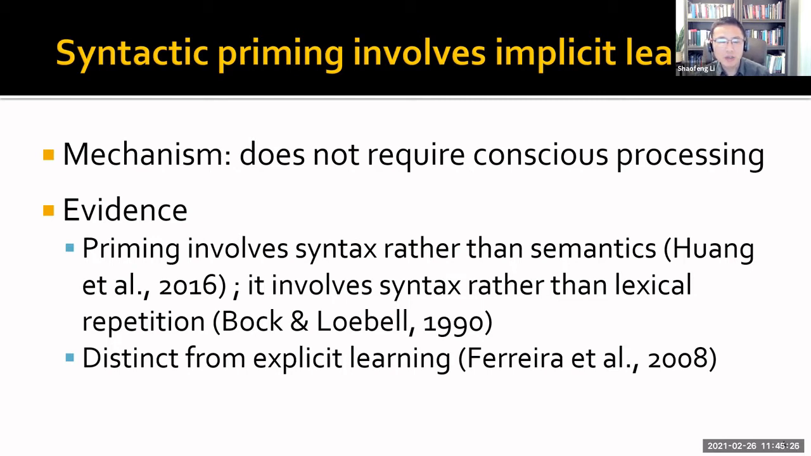And there is also evidence that syntactic priming is distinct from explicit learning. For example, learners with intact procedural memory did perfectly on syntactic priming tasks, but they did poorly on tasks requiring them to recall past events because of their deficits in declarative memory, which is a kind of explicit learning ability.